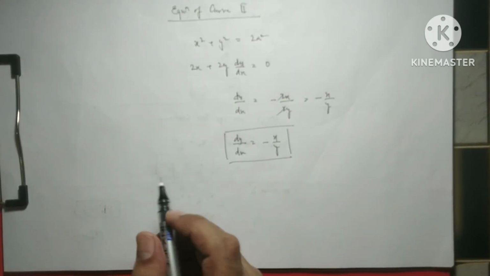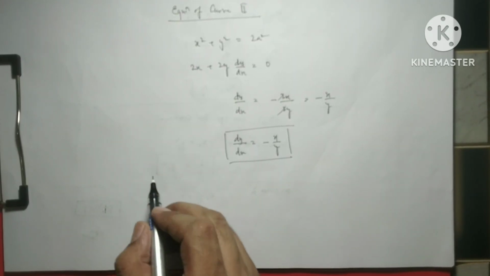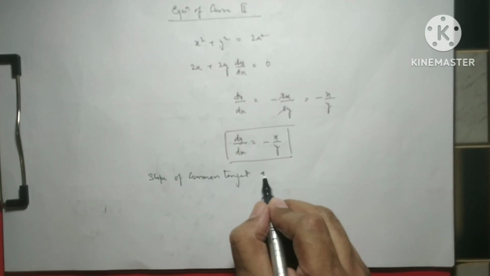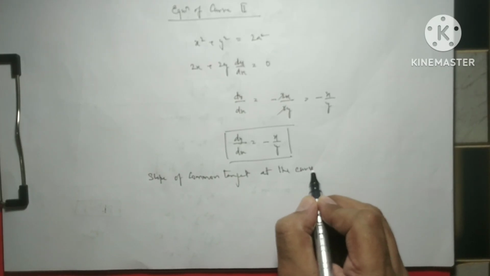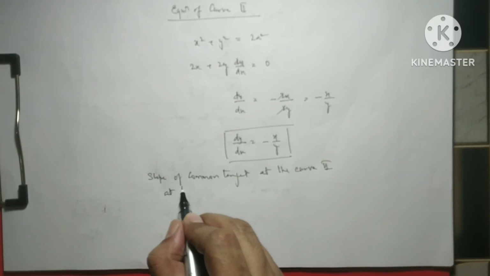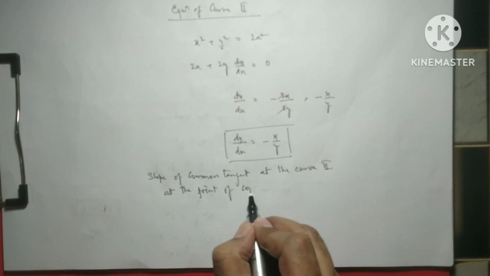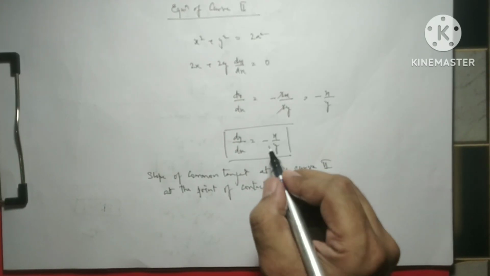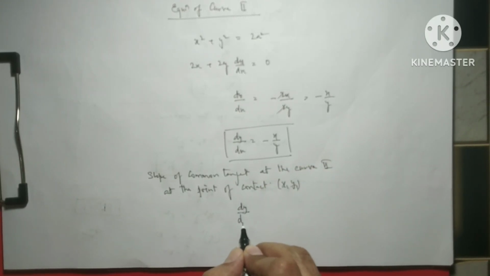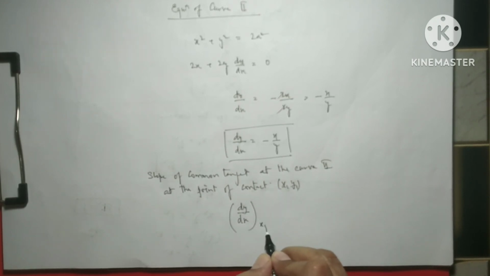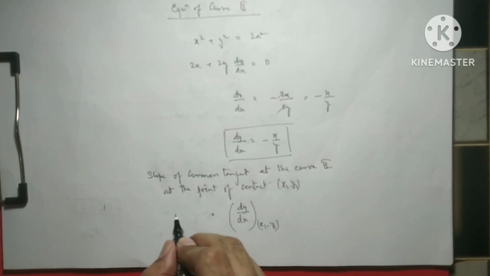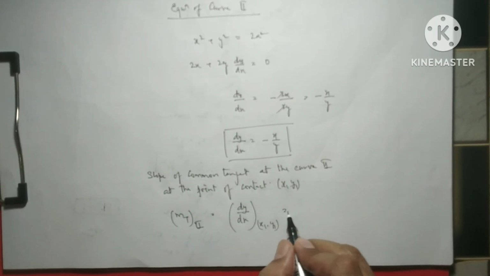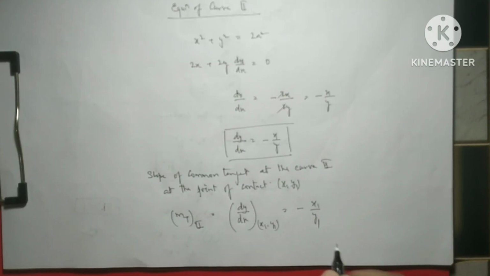Right now, if we want the slope of the common tangent at the second curve at the point of contact, that is x1 y1, on putting this point in this differentiation, dy over dx at x1 y1, this is the slope of the second tangent at the point of contact, that will be minus x1 over y1.